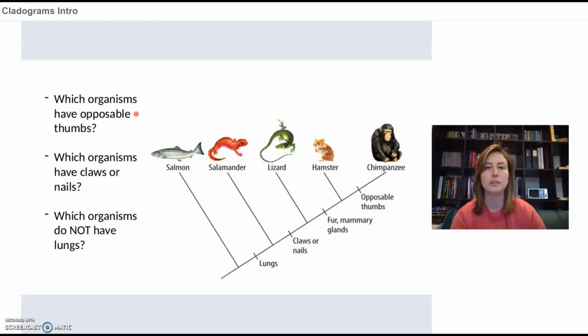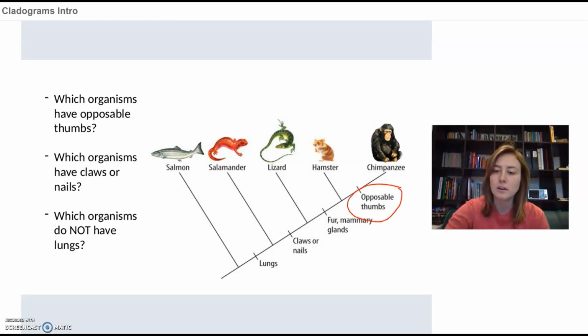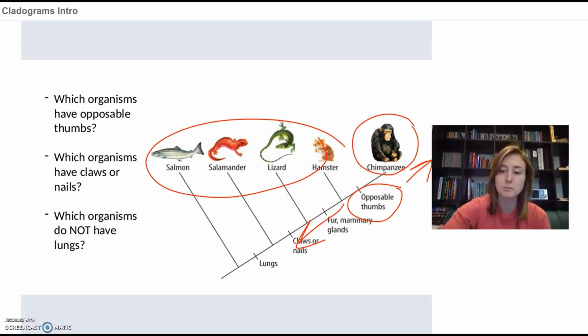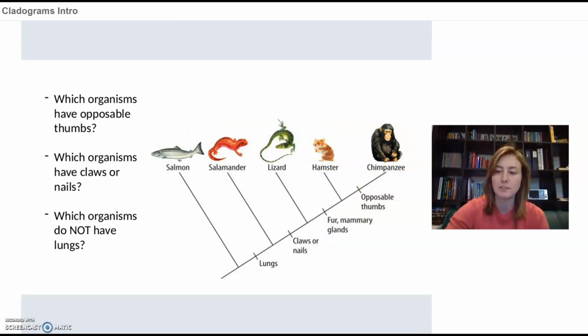And the first question I want to talk to you about is which organisms have opposable thumbs? Opposable thumbs just means that they can move their thumb like you and I can, right? So we've got opposable thumbs right here on our cladogram. And the way we read this is any organisms that are above that trait are going to have that trait. So the only organism in this case that could have opposable thumbs would be the chimpanzee. Everything else is below it. All these animals are below it, and they would not have opposable thumbs. It would just be the chimpanzee that would have it in this case.